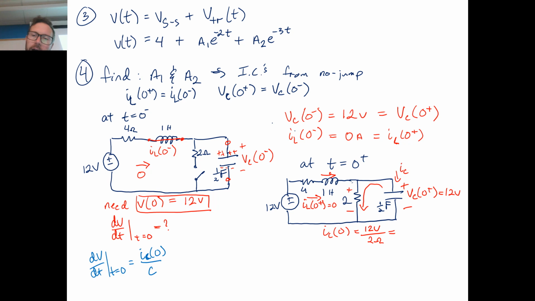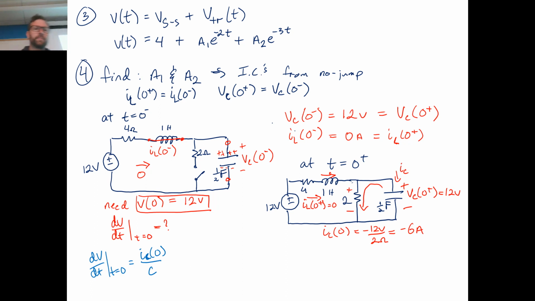And so the current is actually the opposite direction of that, right? So it's actually negative 12 volts over 2 ohms. The current is flowing in the other direction from that, so we get a minus 6 amps.